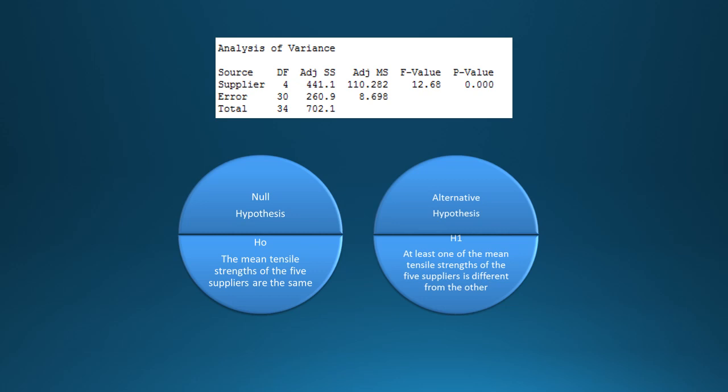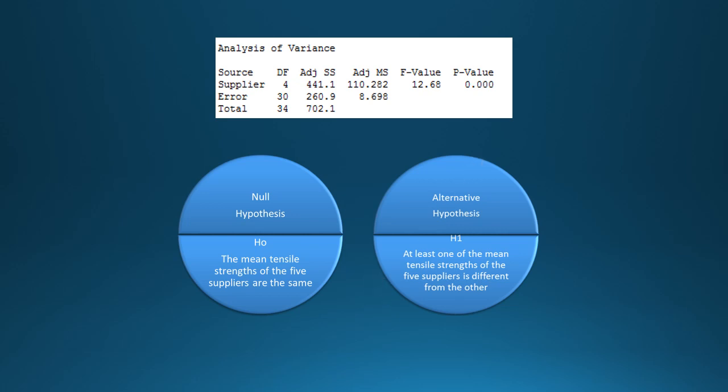In a previous lesson, we used the F-statistic and the p-value to test the hypothesis about the varying strengths of the 5 different suppliers' nylon. Because the p-value was less than 0.05, we rejected the null hypothesis, concluding that the fiber strength for at least one supplier is different from the others.